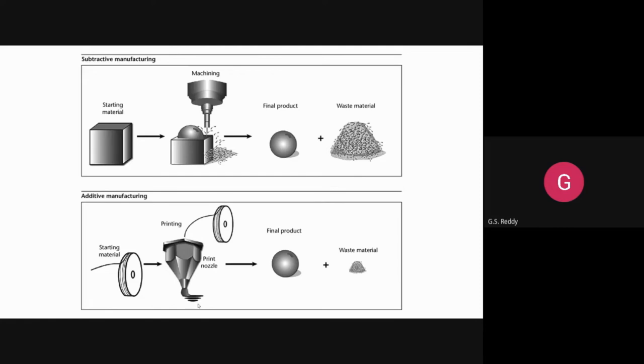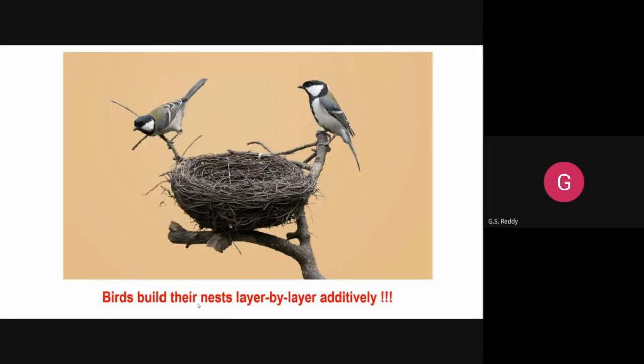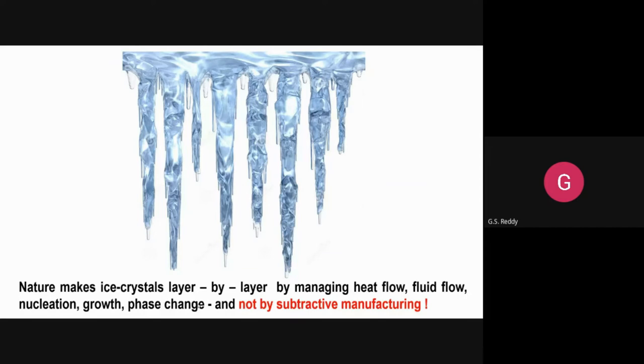So this is just an illustration to bring out the contrast between subtractive manufacturing and additive manufacturing. Birds build their nests layer by layer, additively, not by subtractive. Nature makes ice crystals layer by layer by managing heat flow, fluid flow, nucleation, growth, and phase changes, and not by subtractive manufacturing. Everything is already there in nature.